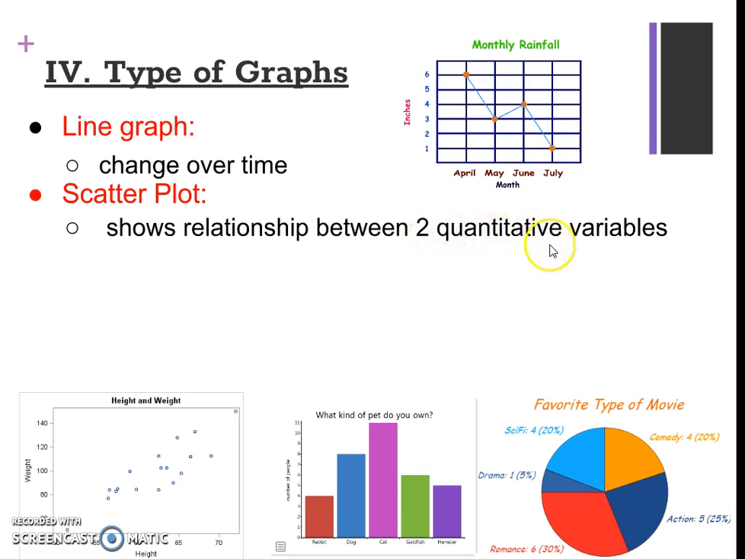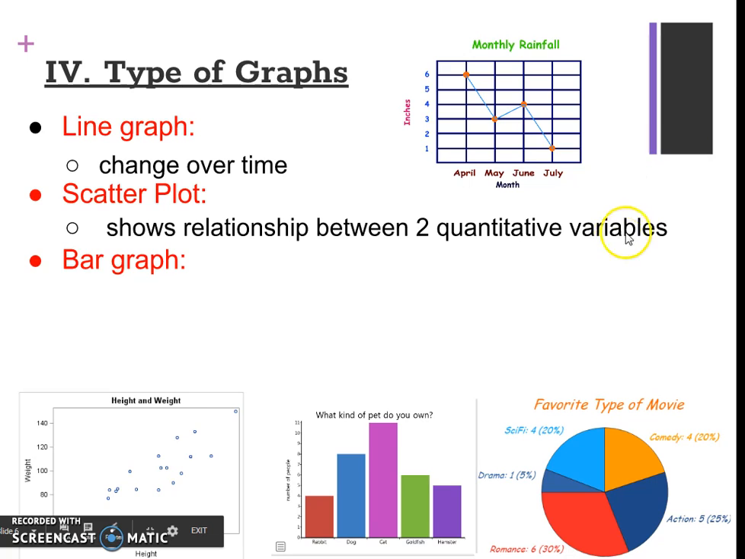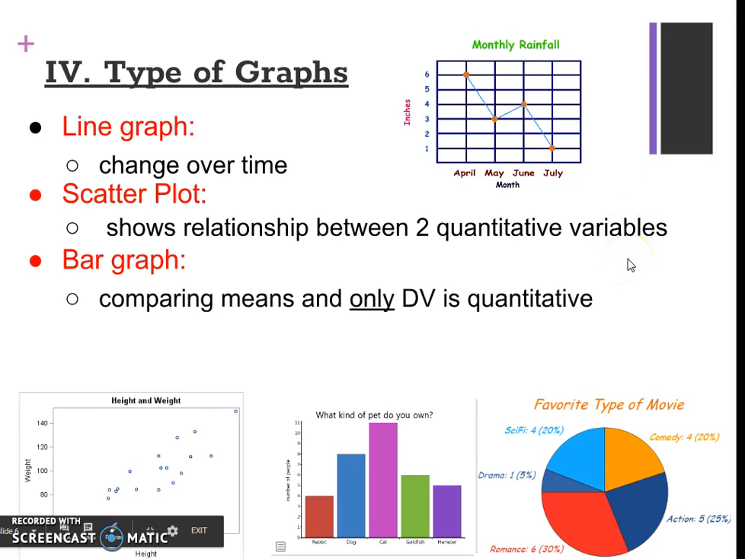Quantitative meaning quantities, numbers. So height and weight are both number based, so we use a scatter plot to show the relationship between them. This is compared to a bar graph, which is this middle one, which is showing a relationship between averages and only the DV is quantitative. So this one's showing if a class counted how many different people have different types of pets. Well, pets is not a number-based measurement. Dog, cat, those are not numbers. I count how many people have dogs, and I can graph that.